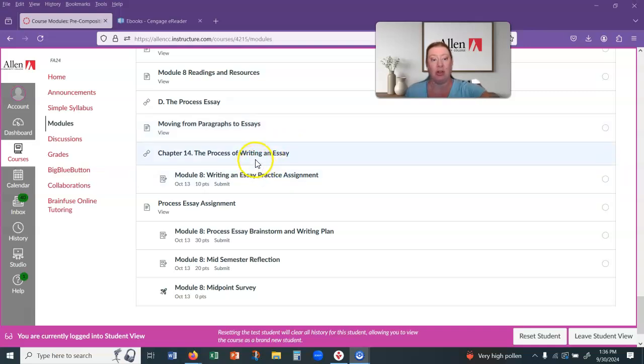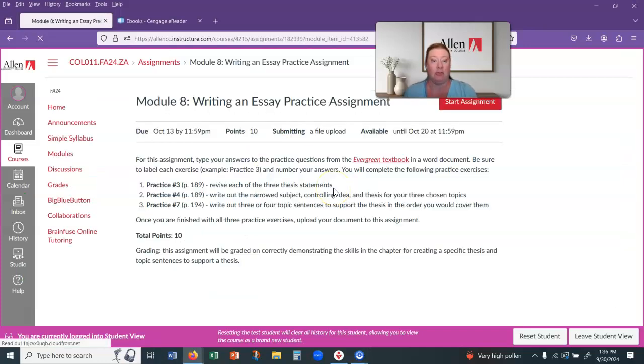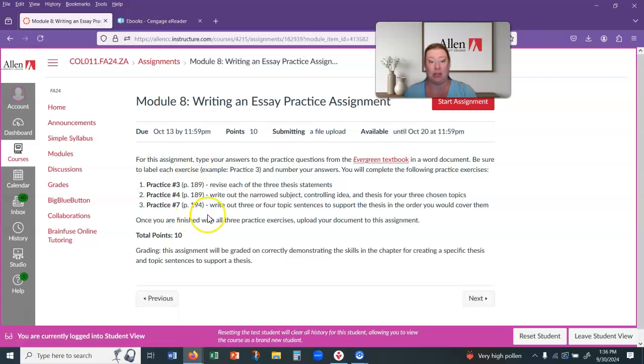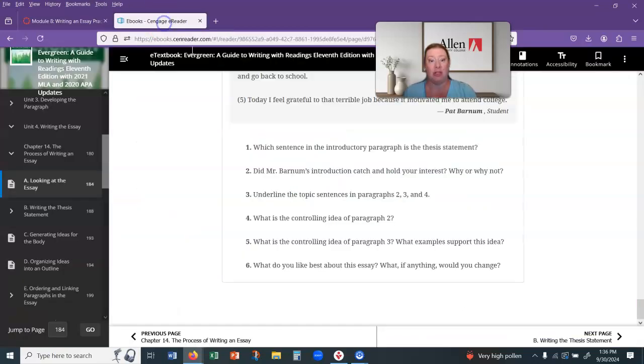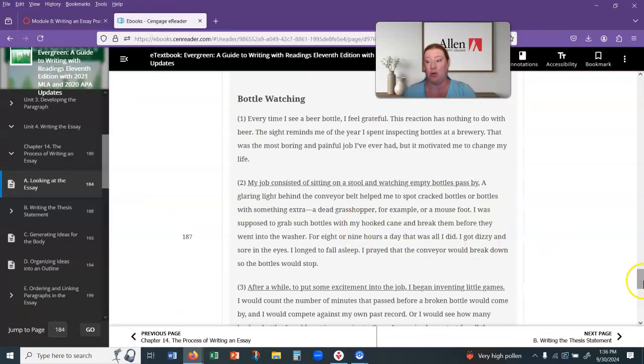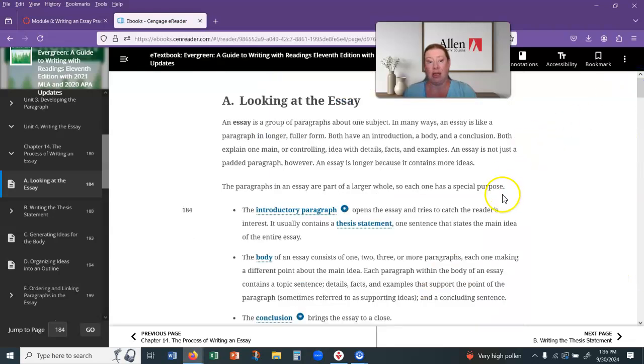So the first thing that you're going to do is take a look at this chapter from the textbook, chapter 14, which tells us about the process of writing an essay, and you're going to complete a practice assignment from it. So you have 3 practices that you will complete. This chapter goes over what an essay looks like and the differences between what an essay looks like versus what the paragraph looked like.